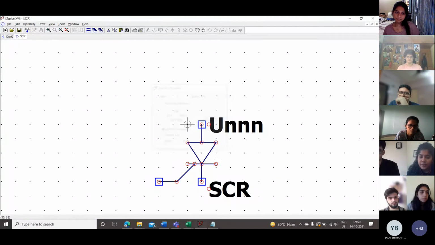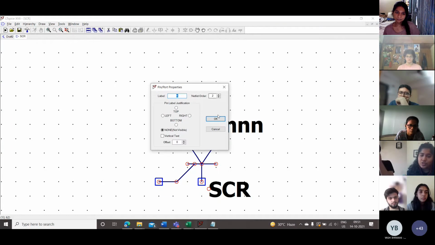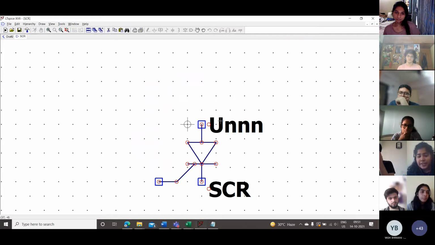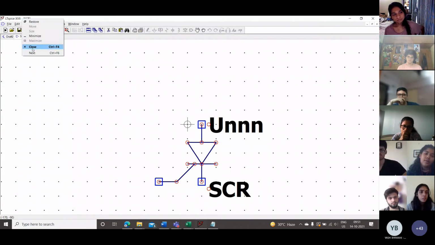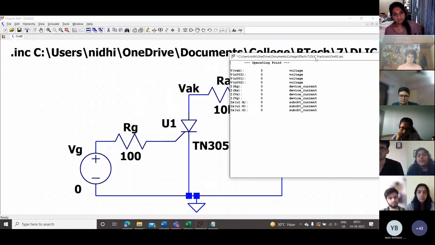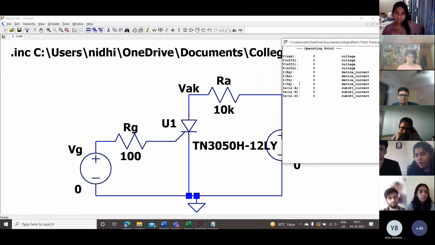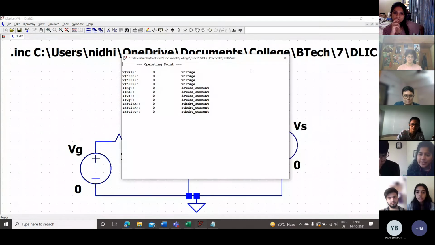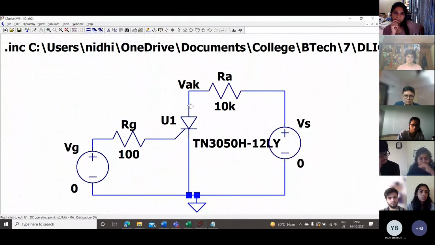So A is 1, K is 2, and G is 3. This is correct on mine because I've already done this earlier, but your gate and cathode will actually be switched when you do it, so you have to keep in mind to interchange them. And now that we're done with that, we can try running our simulation again. And you can see that it is running. It's of course giving me all of the parameters as 0 because there is no current flowing in my circuit. So I think it's time we start with this simulation.